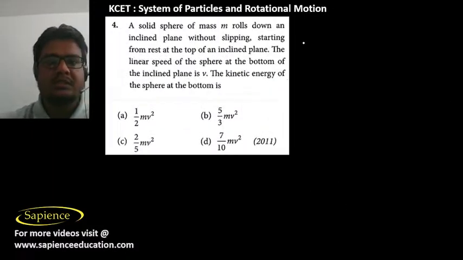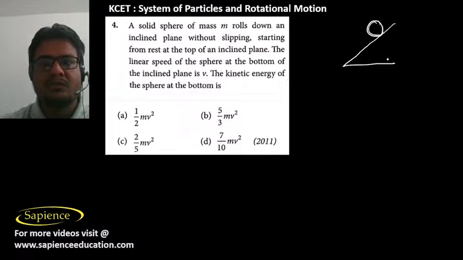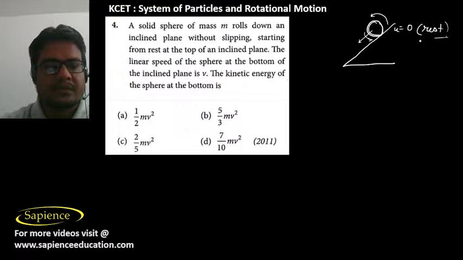Then it is told that a solid sphere of mass m rolls down an inclined plane without slipping. A solid sphere rolls down the inclined plane without slipping, starting from rest at the top, u equal to 0. Initial velocity is 0. It starts from rest. Then the linear speed of the sphere at the bottom of the incline, when it reaches the bottom, is v. The kinetic energy of the sphere at the bottom is, okay, so there is no slipping.